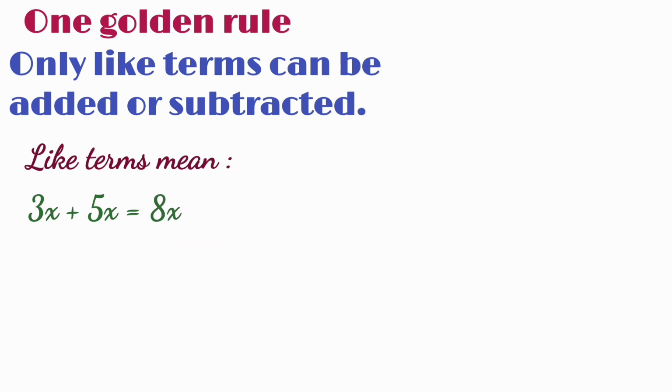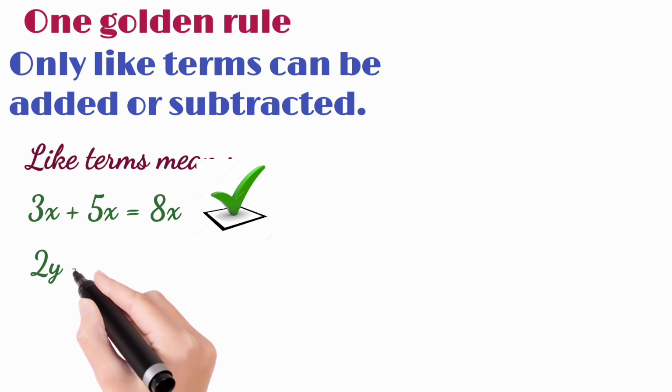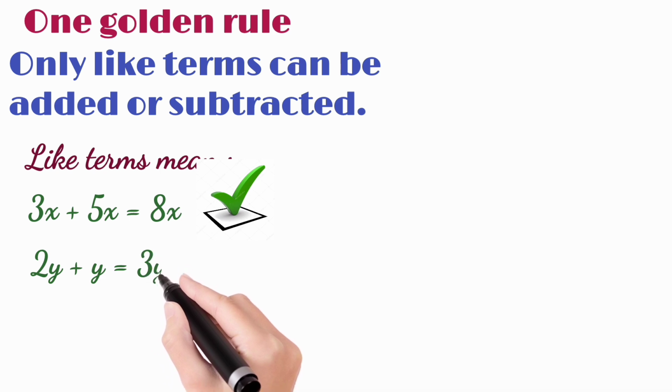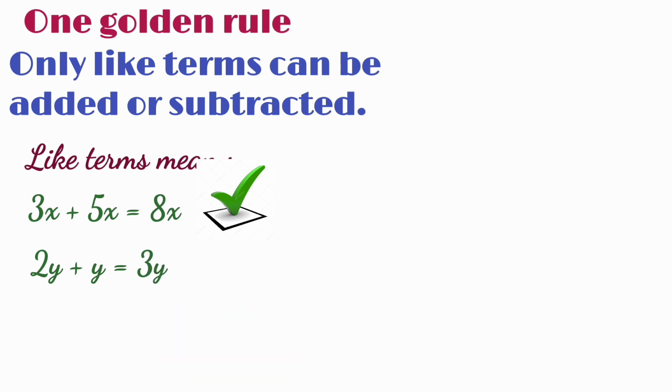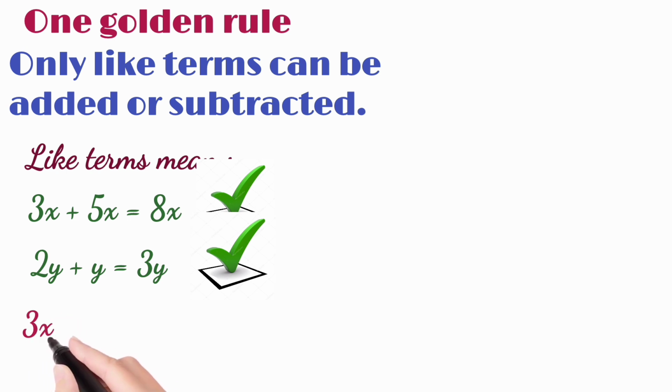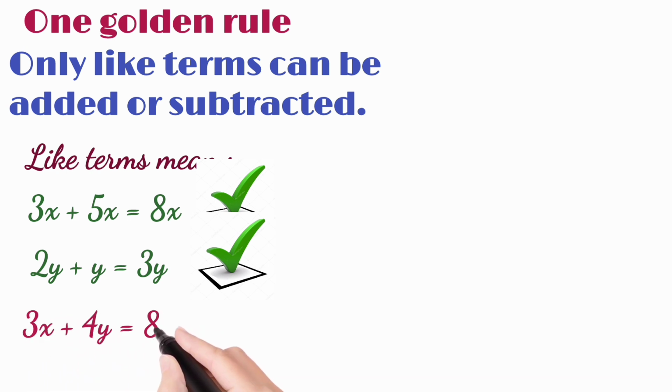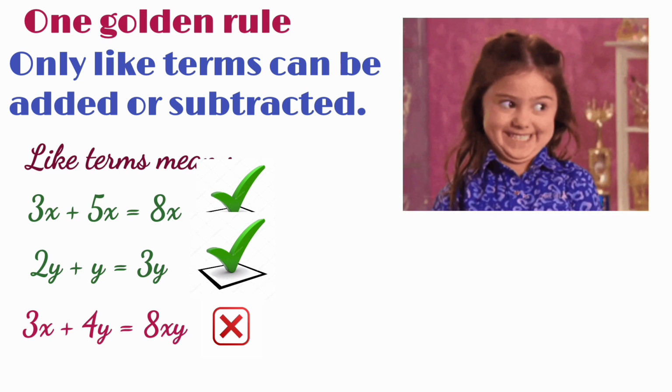See this one, 3x plus 5x equals 8x. Yes, this is correct because both are x, so like terms we added. Next, in the same way, 2y plus y equals 3y. They are also like terms, so we added. But children, if I write 3x plus 4y equals 8xy, this is the first mistake. 4 plus 3 is not 8. x and y are not like terms, so 8xy is totally wrong, right?